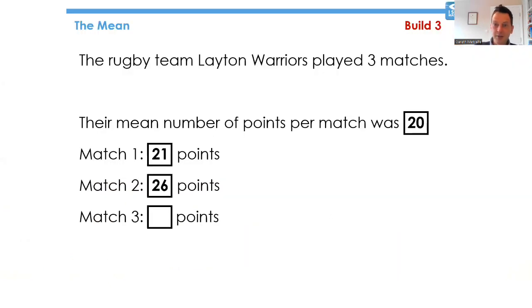Then the task build-up looked at multi-step questions. In this instance, we're working out the mean number of points per match for the rugby team, where we know it's 20, and the child comments that they scored more than the average on match 1 and match 2. So for match 3, they must score 7 points less than that average, 13 points.